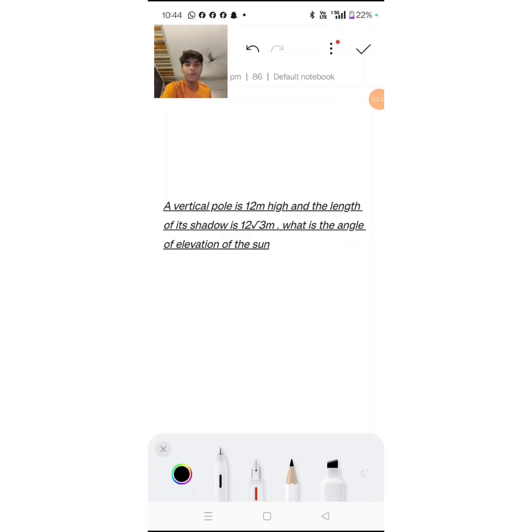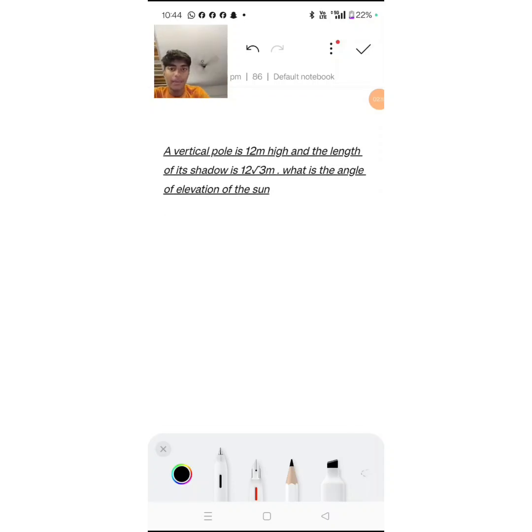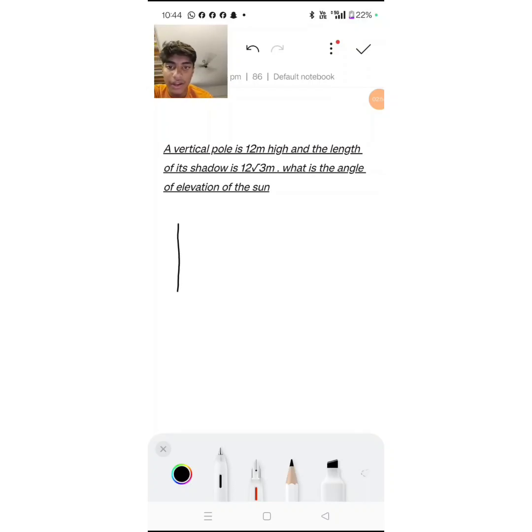So I'm just going to do a basic one. A vertical pole is 12 meters high and the length of its shadow is 12 root 3 meters. What is the angle of elevation of the sun? So these kind of questions, what you have to do is you have to analyze it, and you have to draw basically a diagram. So let's say that this is your right angle triangle. All these questions, remember, there's always a right angle triangle.